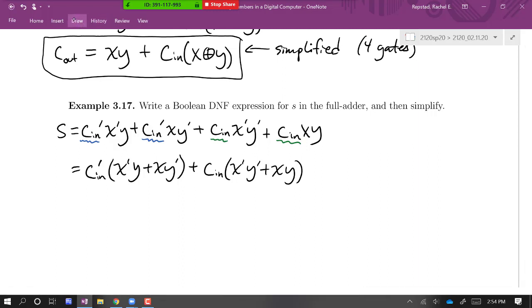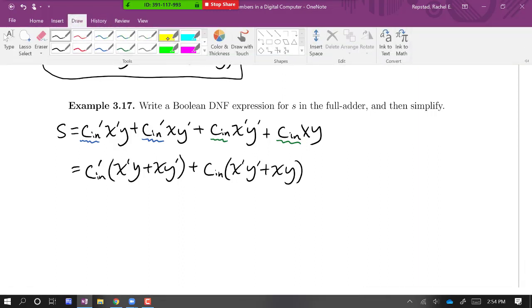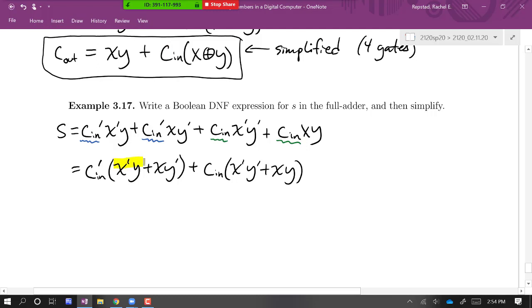Okay, so now let's focus on this part, the expression in the first set of parentheses here. How could we simplify that? That's the exclusive OR that we saw above. So this is x XOR y, and then we have carry in.